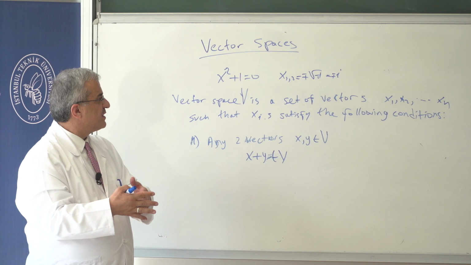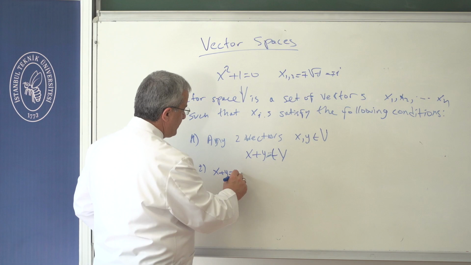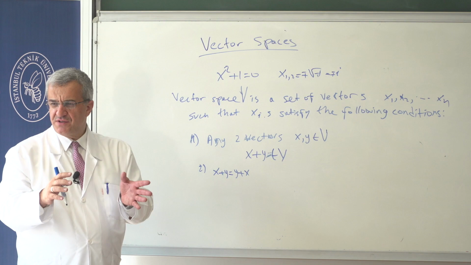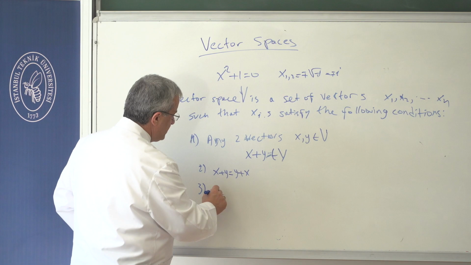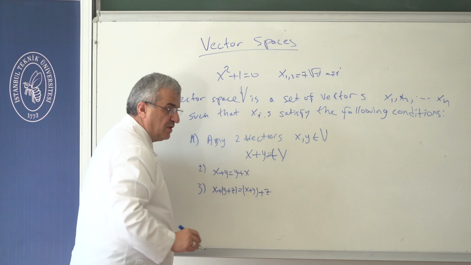Okay? This is one. Two, addition is commutative, so x plus y is the same as y plus x. Three, addition is associative, meaning it doesn't matter in which order you add them up.